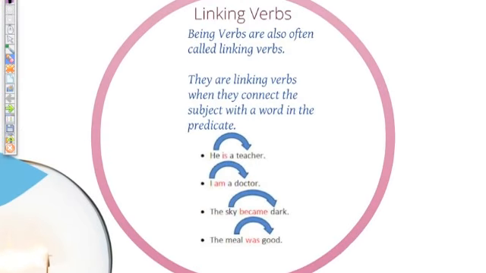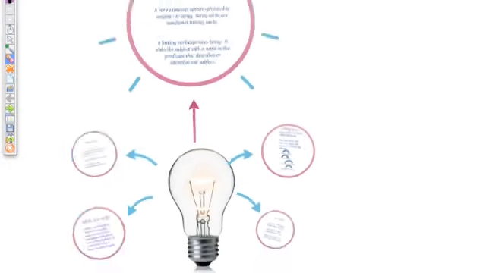Now, sometimes being verbs can be linking verbs. They are that only when they connect the subject with the word in the predicate. If you see these examples here, you can see how the verb connects in each instance the subject, in this case he, to teacher, a description, or a renaming of sorts. And you see that with I and doctor, the sky and dark, and then meal and good. In each instance, they're connected via that verb.